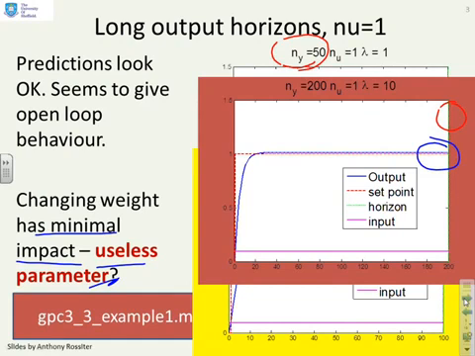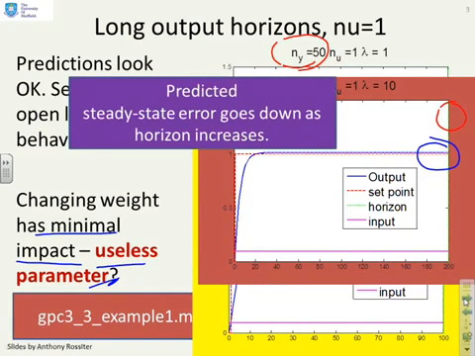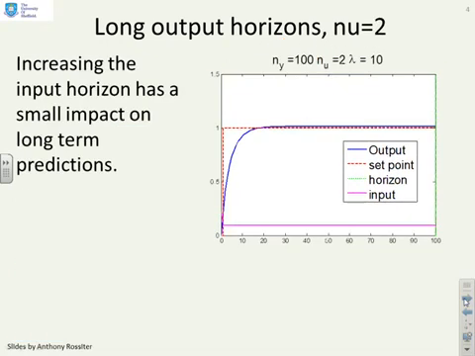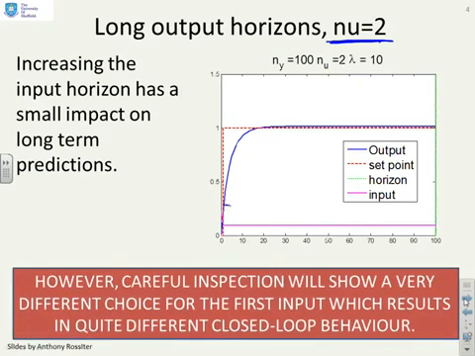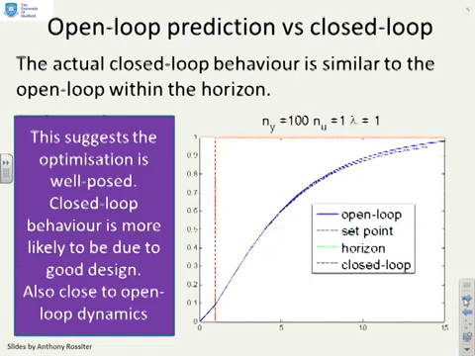So what are you noticing? That the predictions seem to be okay. In this case, if I've got a large output horizon, the predictions are matching the sort of thing that I want, and everything looks reasonable. You've also noticed that the predicted steady state error goes down as the horizon increases. If I was to go to nu equals 2, you'll see the response seems to look very, very similar, and this is the prediction. But if you look very carefully, you'll notice that the first value of the input is a bit more aggressive. So you do actually get different closed loop behavior if nu goes to 2.